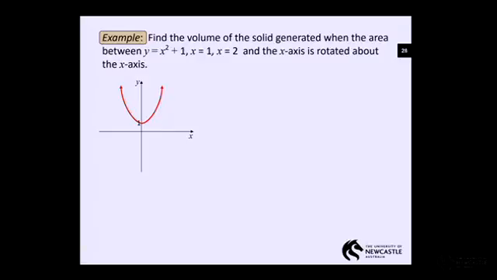couple of things. Find the volume of the solid generated when this area between a curve called y equals x squared plus 1, so they've drawn this parabola for you, x equals 1 and x equals 2, so they've given you the x values, and the x-axis, so I'm going to do this so it reminds me of a few things. Find the volume when you rotate this area.